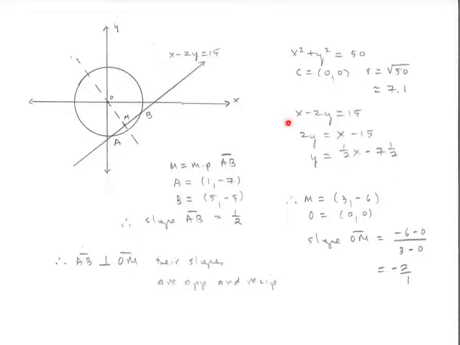X minus 2y equals 15 becomes 2y equals x minus 15. I rearranged it, and then I divided by 2, and I got y equals mx plus b. There's the -7.5 y-intercept, which is below the circle. Feel good about that. And this is a slope of 1/2, which is going in the right direction, although because I exaggerated the x-intercept of the line, a slope of 1/2 doesn't look right.